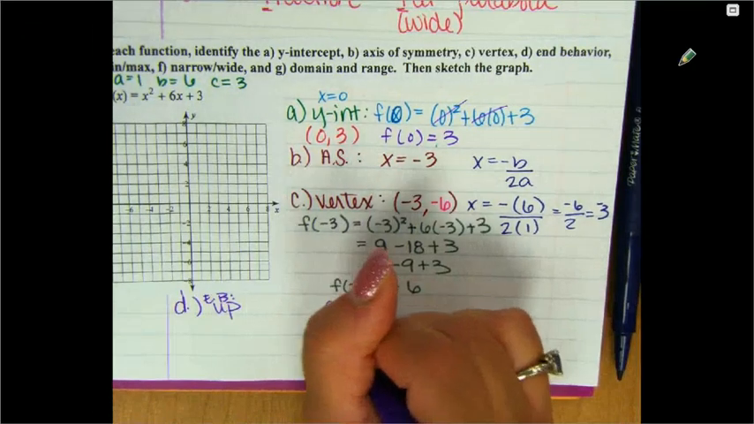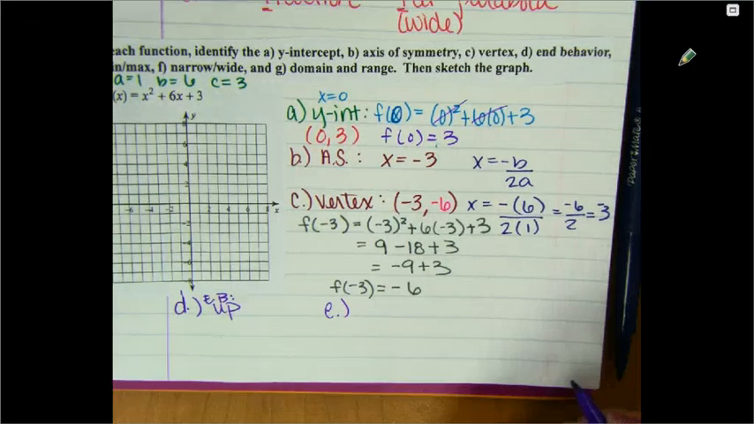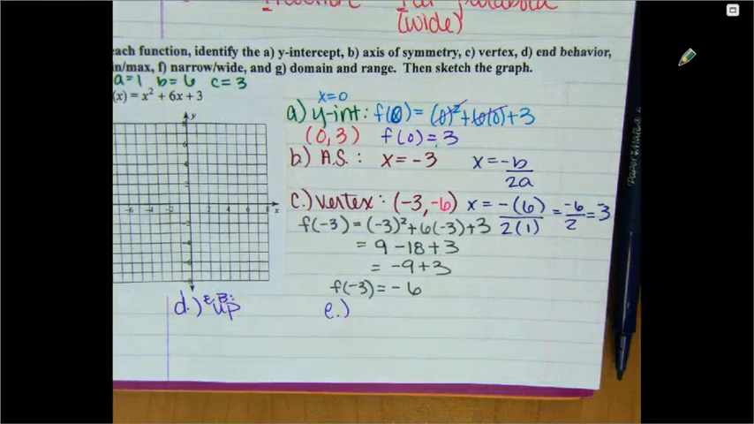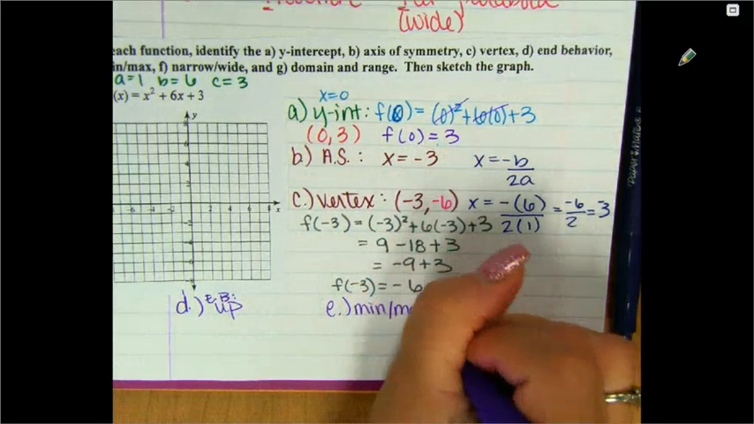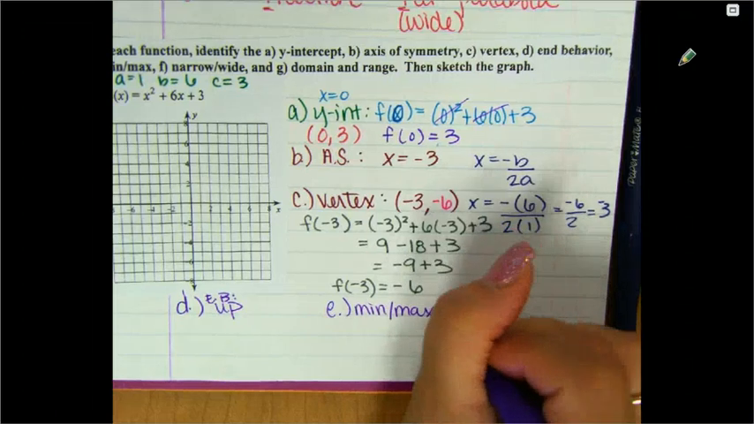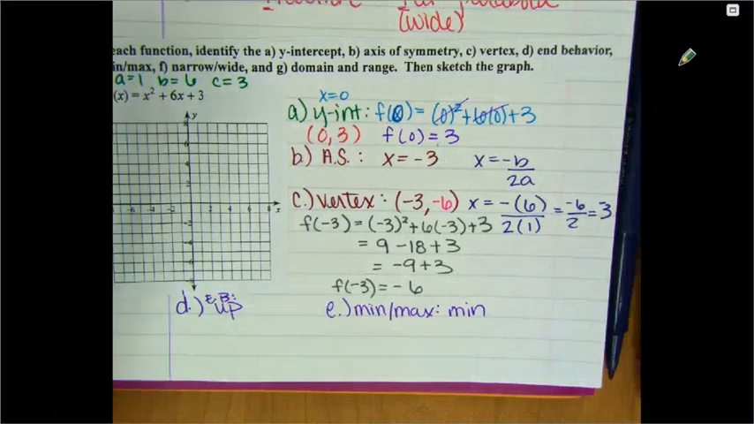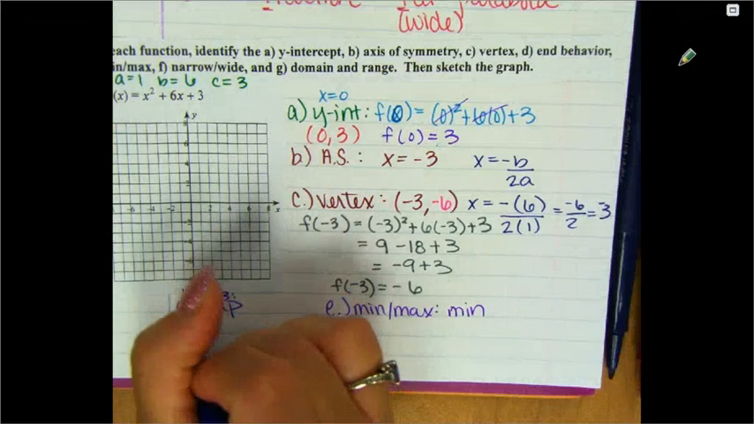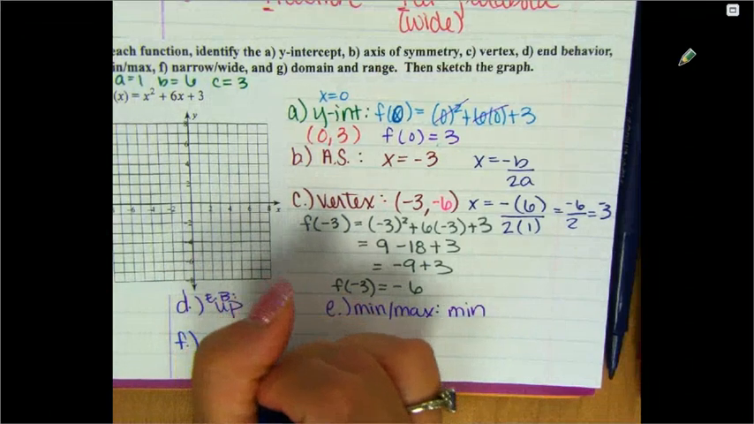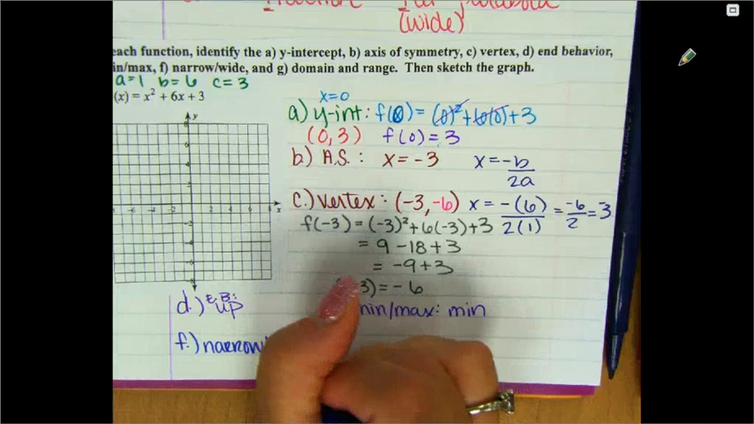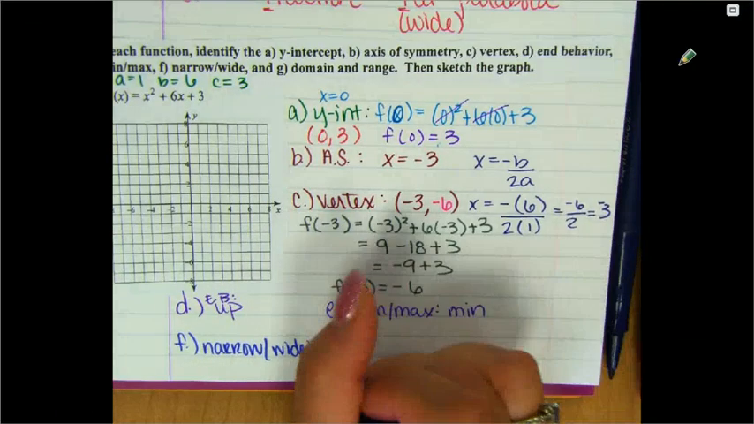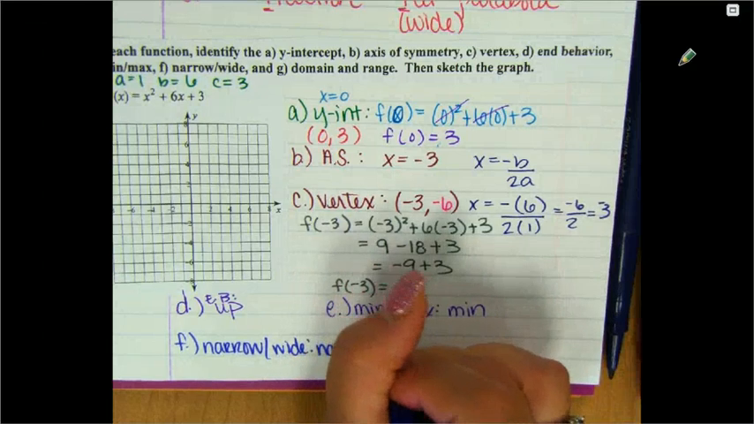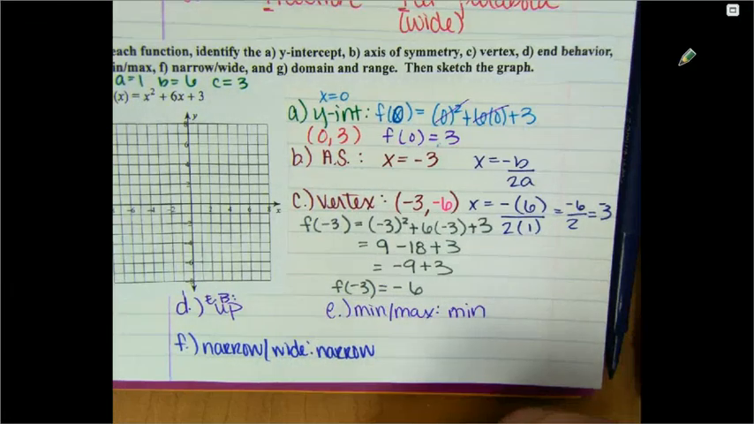All right, letter E. Min and max. So if it's going up, it's a minimum. Letter F. Narrow or wide? Which one? Why is it narrow? It's not a fraction.